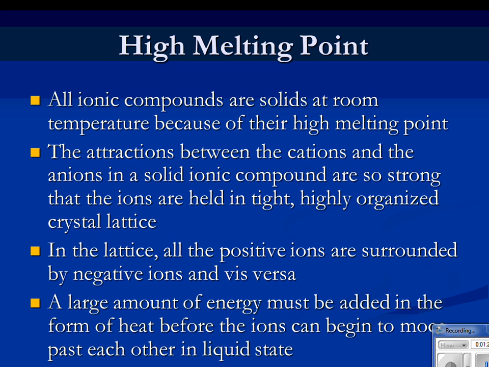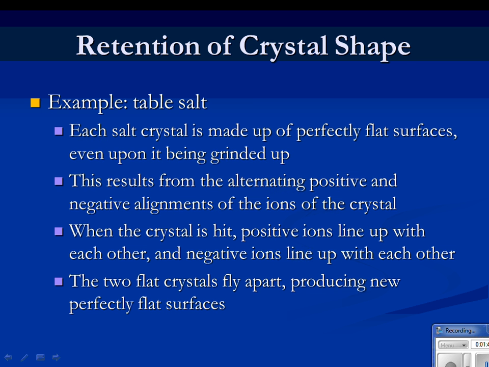Now in the lattice, all the positive ions are surrounded by negative ions and vice versa. So all the negatives are surrounded by positives, surrounded by negatives. A large amount of energy must be added in the form of heat before the ions can begin to move past each other in a liquid state. So you need a pile of heat going at this ionic compound in order to get it into liquid. So example, again, table salt.